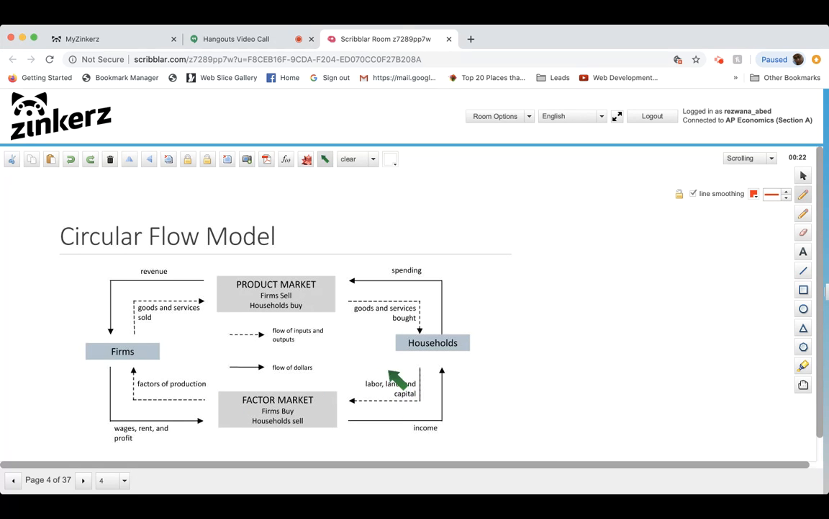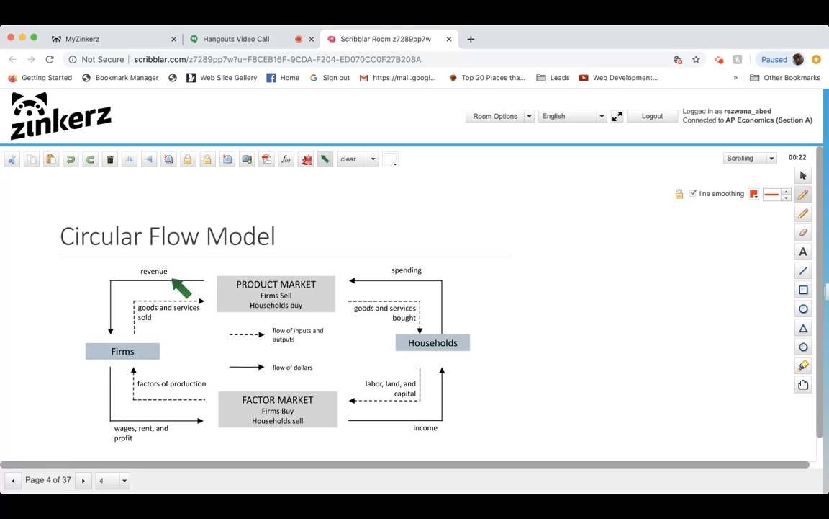If households didn't sell these things to farms in the factor market, they would not be able to make these goods and services whatsoever, right? So this is why they're so important. And on the other side, that was the flow of inputs and outputs, how inputs and outputs flow in and out of the product market and factor markets.